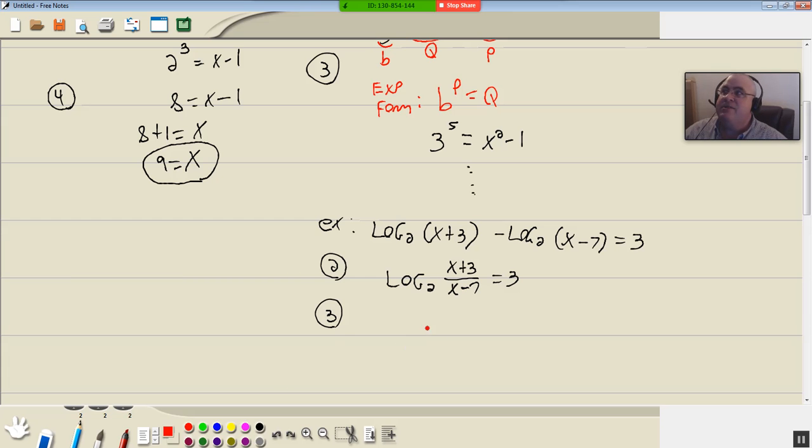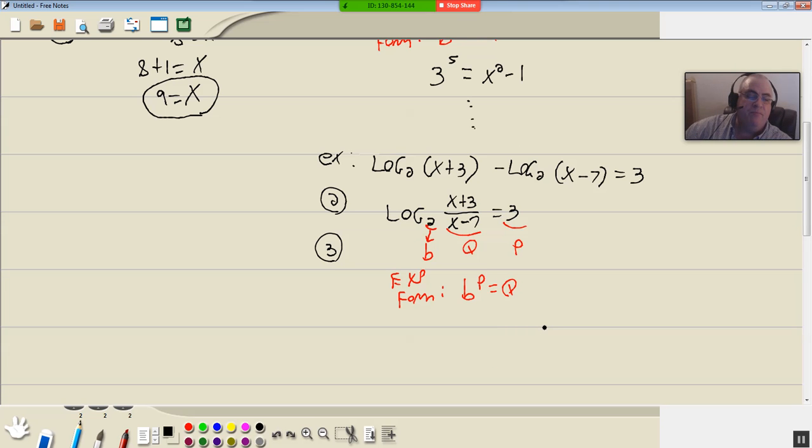Step 3, use definition of log to rewrite in exponent form. Again, the number smaller follows this is our base, so that's b. What follows that is our q, and then the other side of the equals is our p. So our exponential form is b to the p is equal to q. So b was 2, p is 3, and q would be x plus 3 over x minus 7. And then you'd solve it from there.